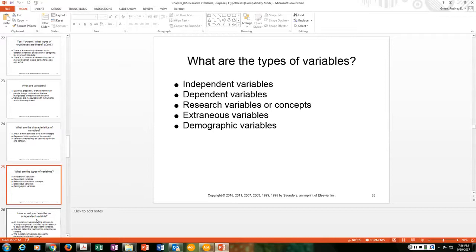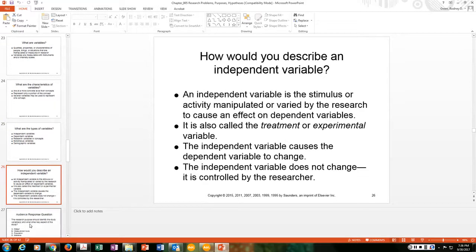There are different types of variables: independent variables, dependent variables, research variables or concepts, extraneous variables, and demographic variables. This is important for you to know and understand. So an independent variable is the stimulus or activity that's manipulated or varied by the researcher to cause an effect on the dependent variable. It is also called the treatment or the experimental variable. The independent variable causes the dependent variable to change. The independent variable does not change. It is controlled by the researcher.